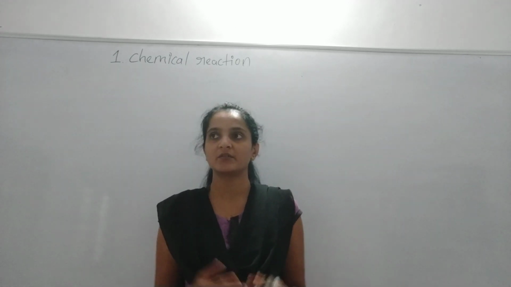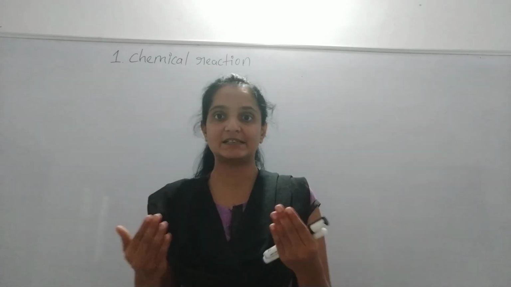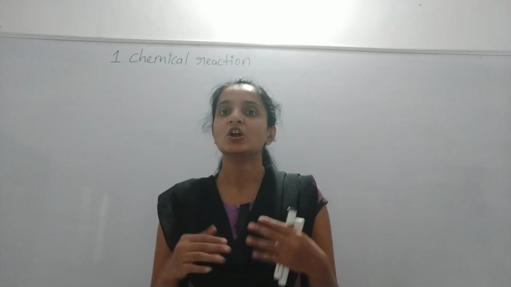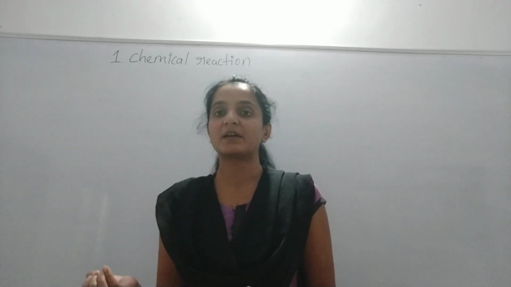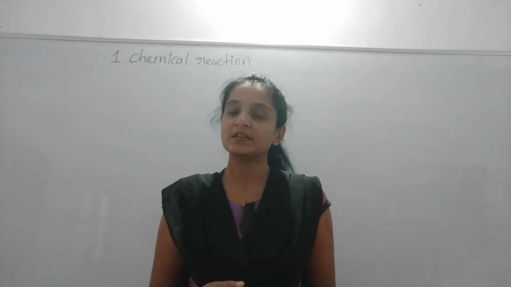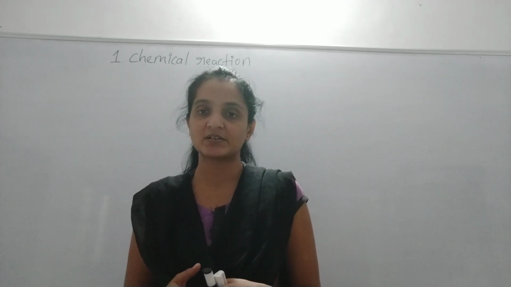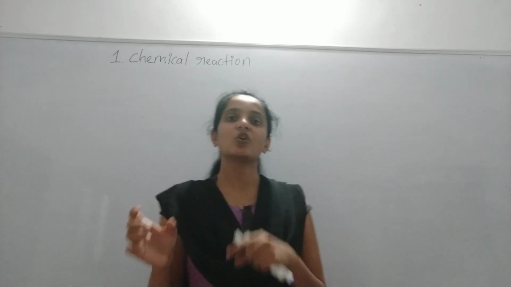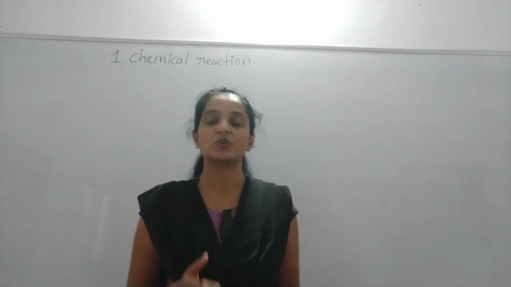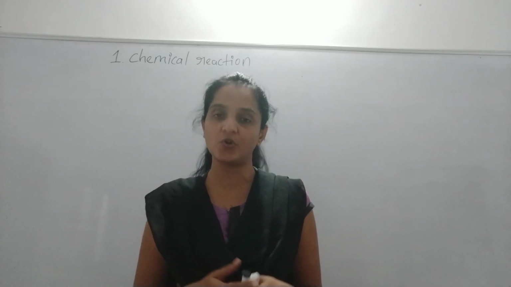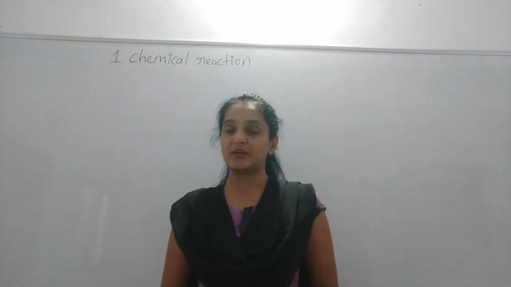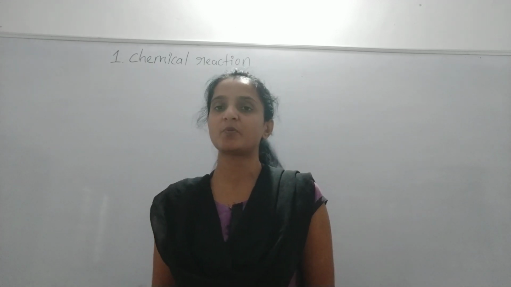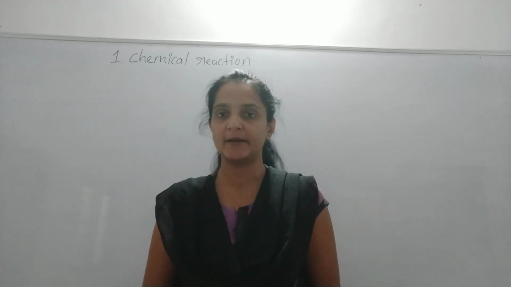For that we have certain observations which we can see, like change in color during the reaction, characteristic smell, change in the state of the substance, and change in the temperature. So these are the observations by which you can conclude whether the reaction is going on or not. There are certain chemical reactions given in your textbook. Once our school reopens, we will perform all these activities in our school lab.